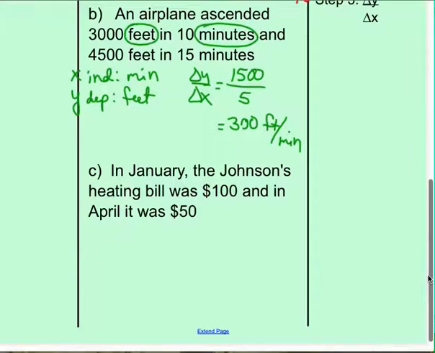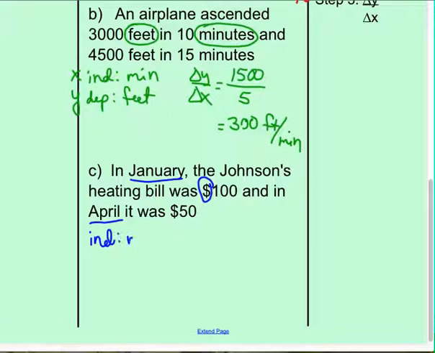One more. In January, the Johnsons' heating bill was $100. And in April, it was $50. Okay. Well, I only saw one number on this one. What's our other variable? What else in this question changed? Well, the Johnsons didn't change, the heating bill didn't change. What changed was the time. We went from January to April. We've got time, so that's our independent variable.